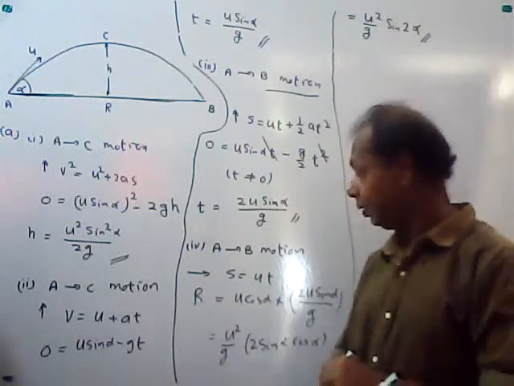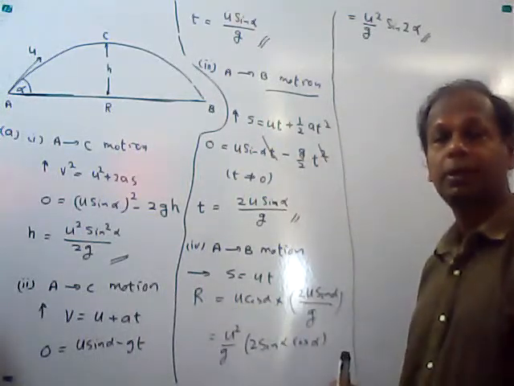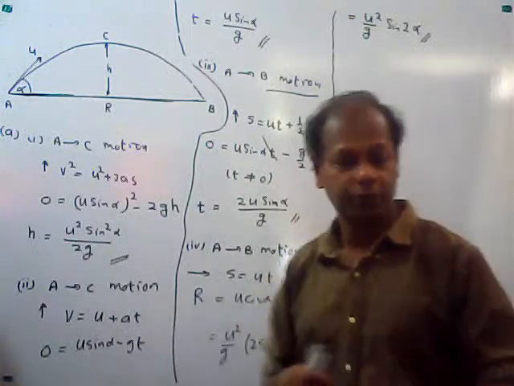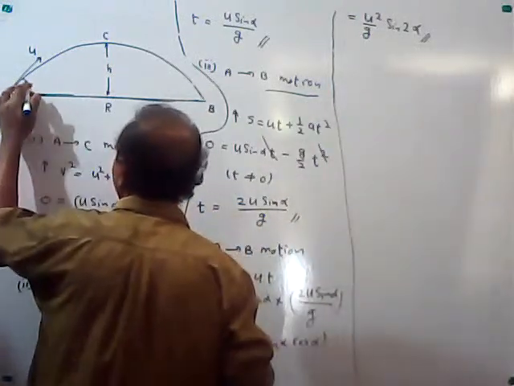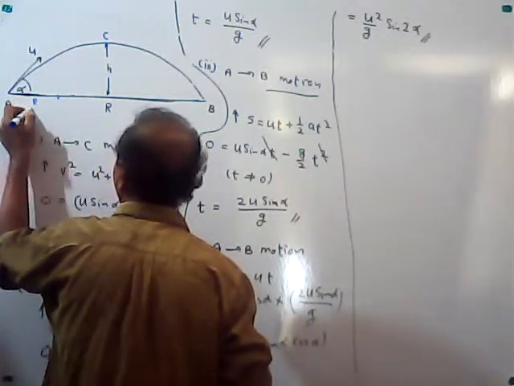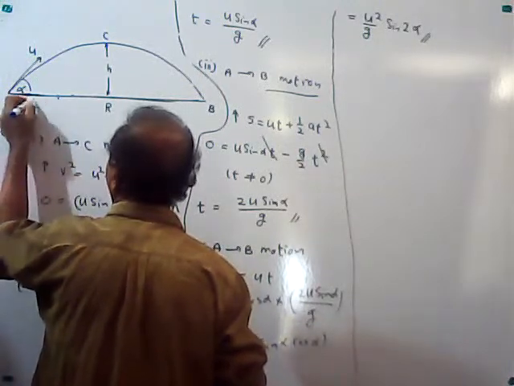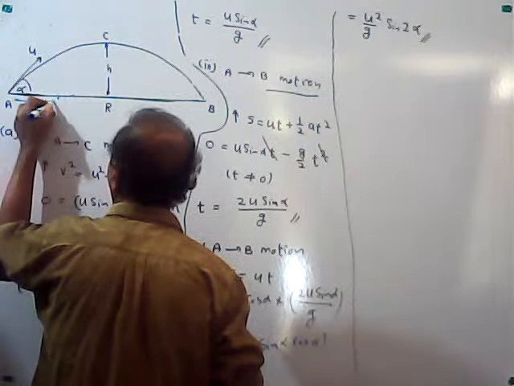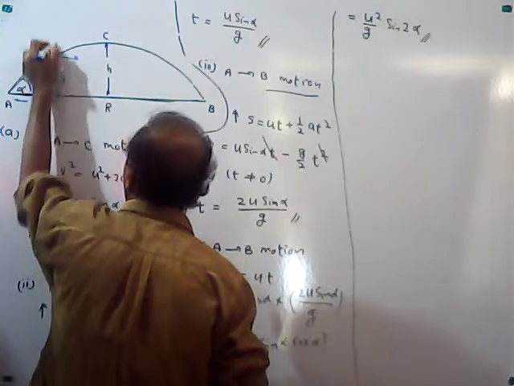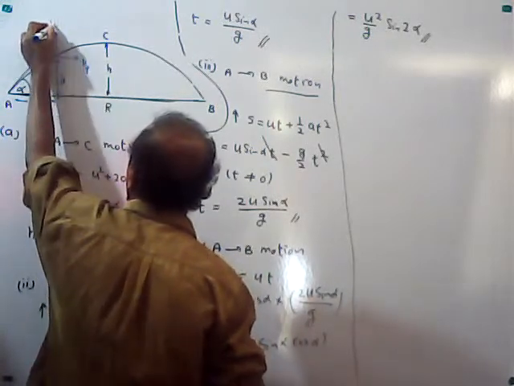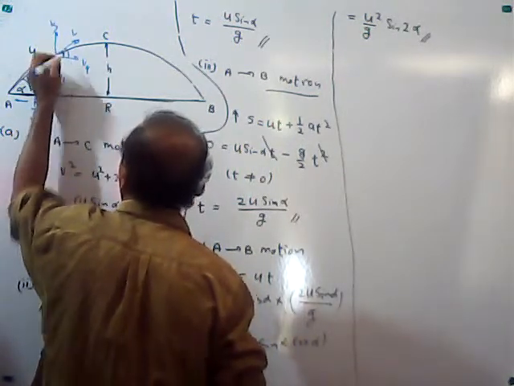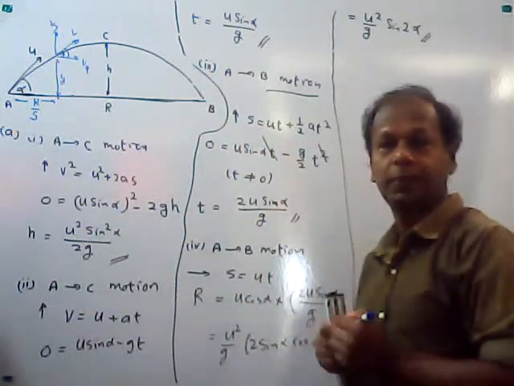Then part 5. You have to find the height and velocity when the horizontal displacement is R over 5. When the horizontal displacement is R over 5, you have to find the height, say y, and the velocity. For the velocity, we will find the two components, then the resultant with magnitude and direction. That's how we give the answer.